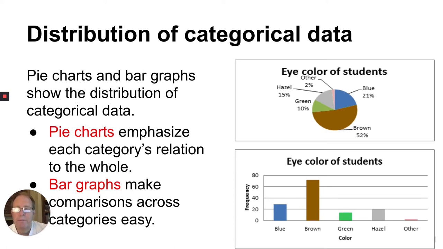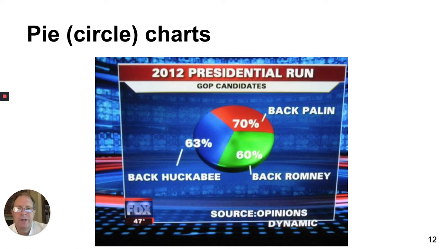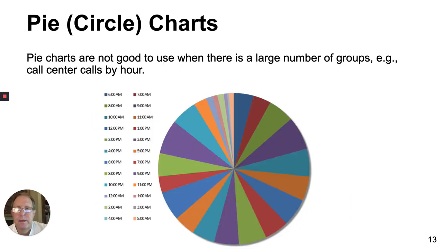Bar graphs make comparisons across categories easy. So on the right there I have a bar graph, and it makes comparisons across categories easy. I can easily see that there were more hazel eyes than green eyes. With pie charts, you have to make sure that the percentages in the pie add up to 100%. Pie charts are not good when there's a large number of groups. Here's a pie chart of the call center calls by hour.